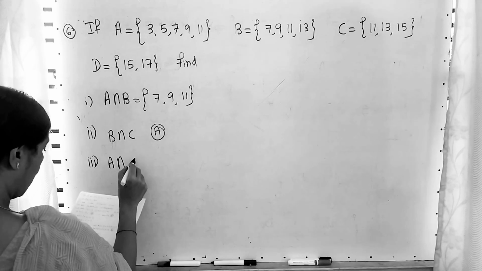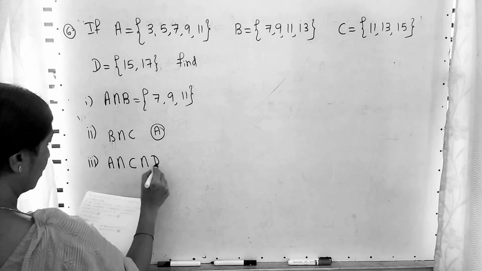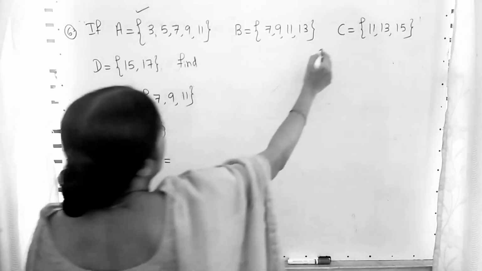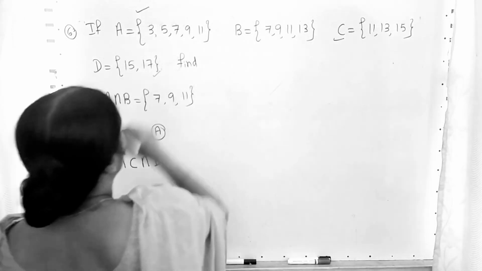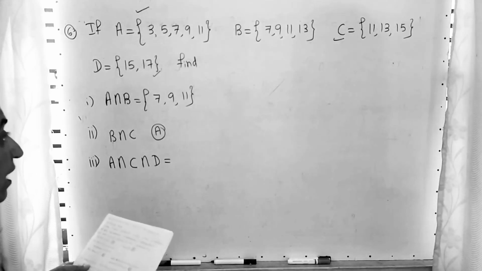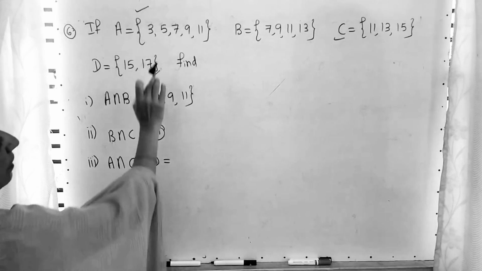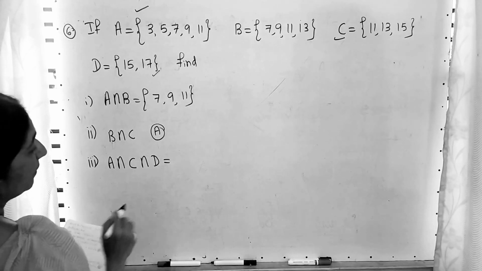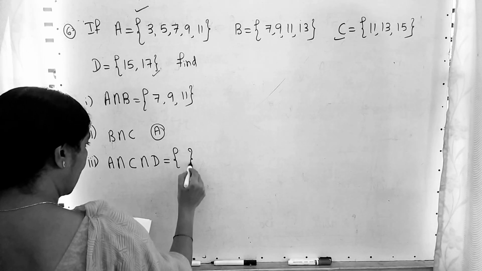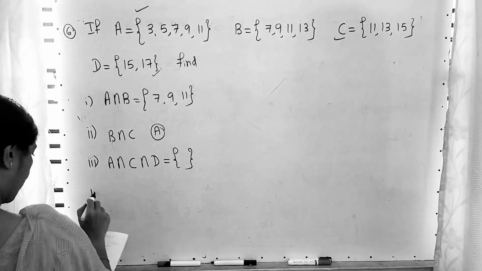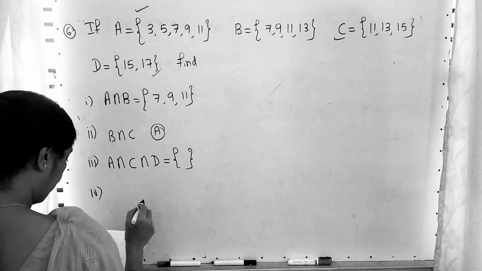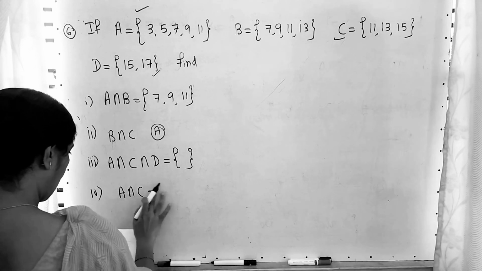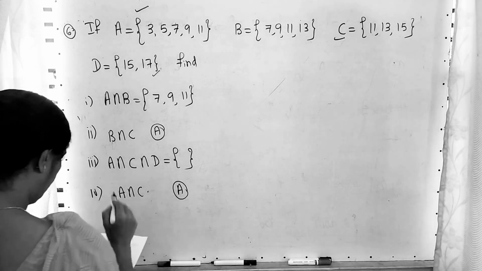Third one, A intersection C intersection D. That means the common element in A, C and D. Only the common element we have to write. Check one by one in all the three. See, there is no common element in all the three sets. Fourth question, A intersection C. This is the assignment.